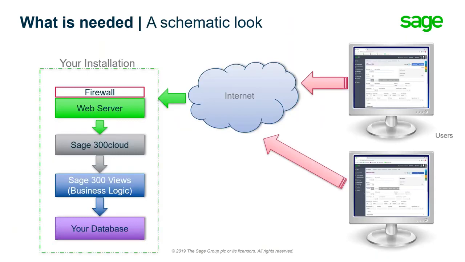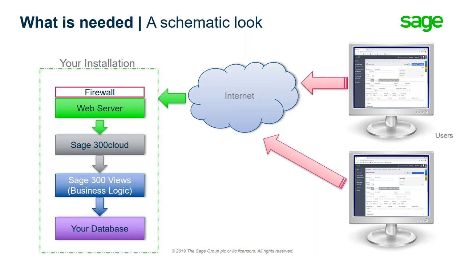This is the schematic look of how it works. On the right-hand side you have the various computers of your users. They fire up the browser. Each of them can have a different application running. Some of them may be doing GL, some may be doing AR and so on. But essentially, they're connected through the internet into your Sage 300 installation where your Sage 300 Cloud is being deployed.